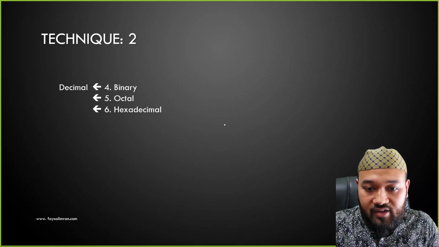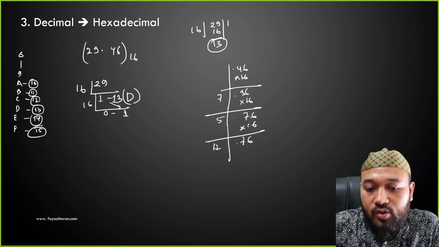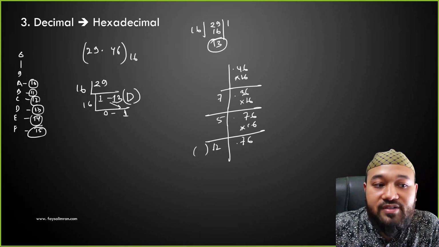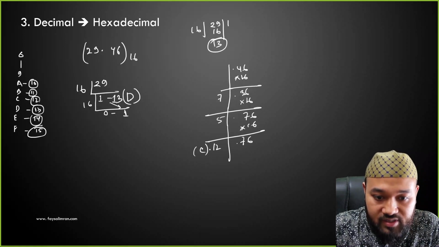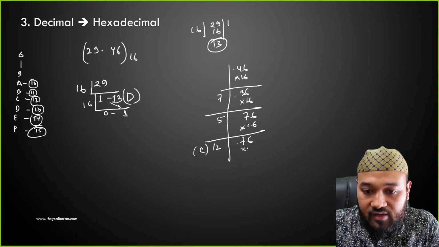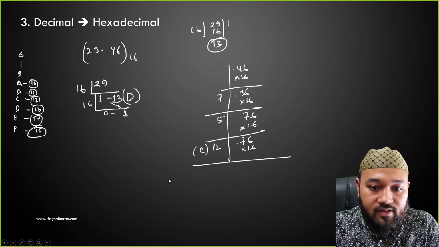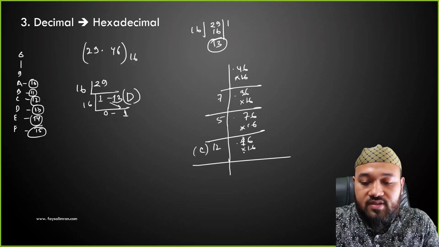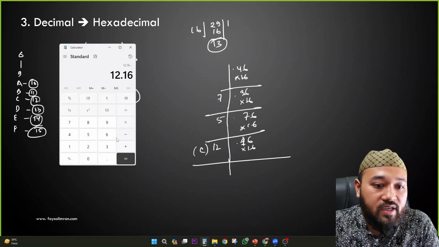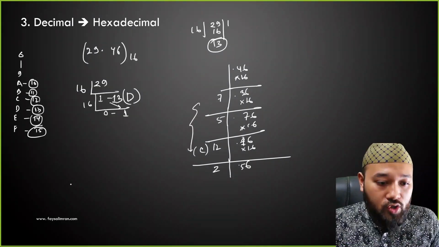Here 12 is not a hexadecimal digit, so we can write C, because C is the replacement of 12. So we have 12.16. Then we have to multiply again, subtracting 12, 0.16 into 16, which gives 2.56. Put it here.